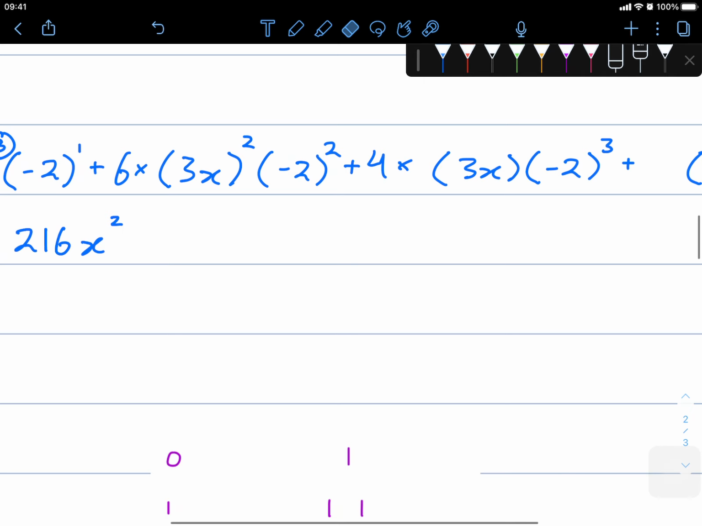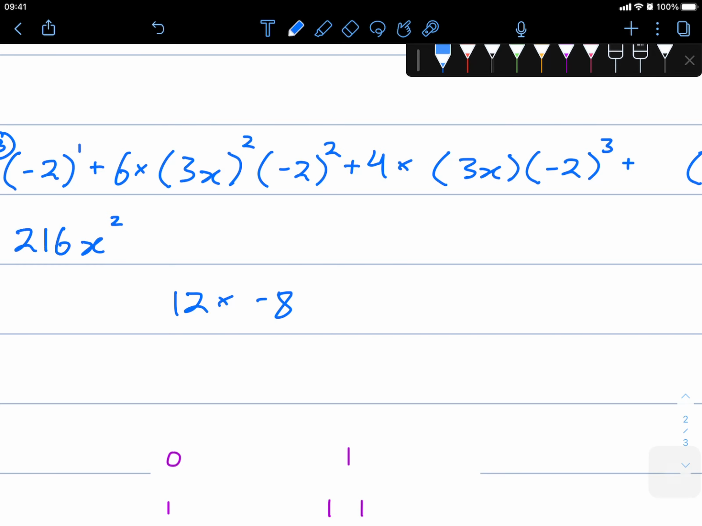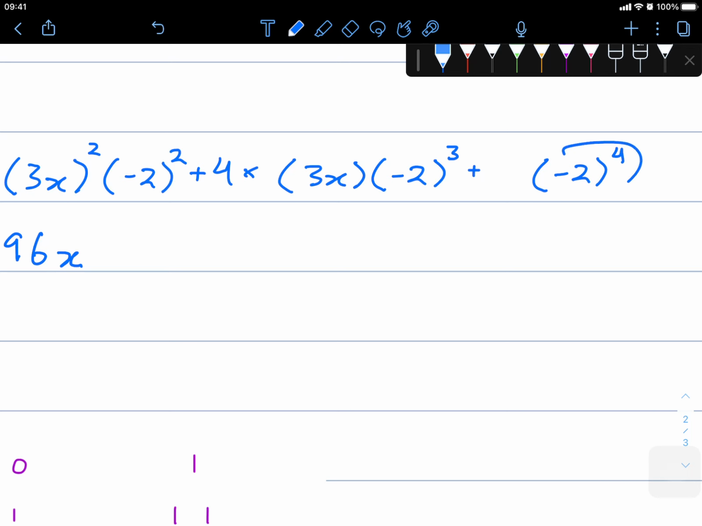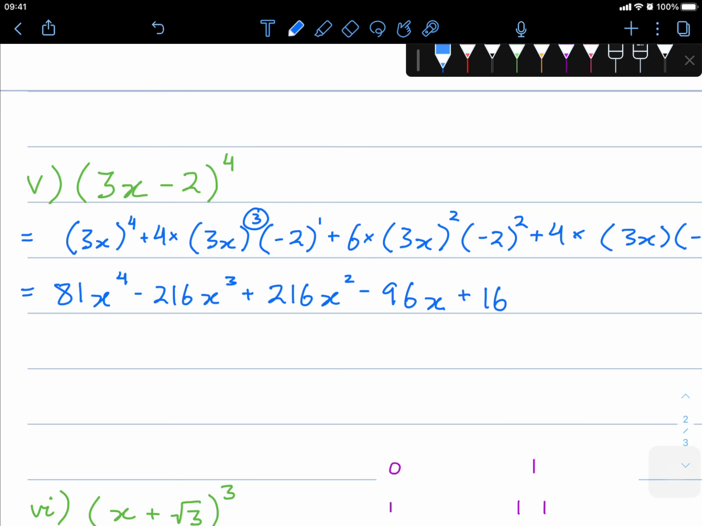Moving right along. I'm sure you're getting the pattern here. This is 4 times 3, that's nice and easy. That's going to be 12 times negative 2 cubed. Negative 2 cubed is negative 8. That one I can do all in my head. That's going to become negative 96x. And this last one is just going to become negative 2 to the power of 4. It's an even power, so negatives become positive. So it's going to become plus 16. And that there is the full expansion of this expression.